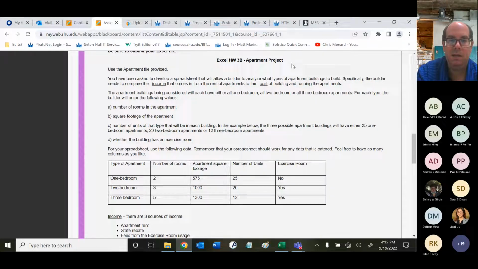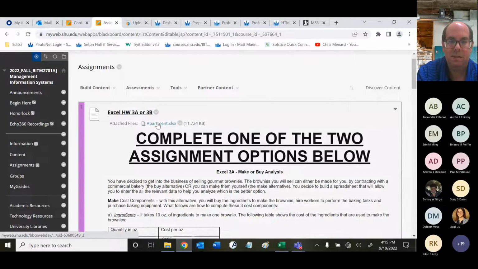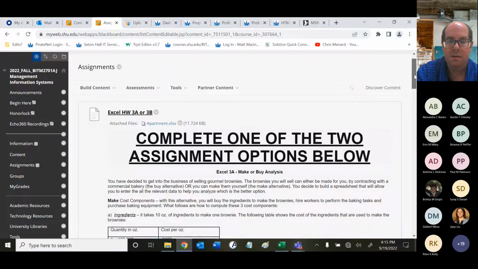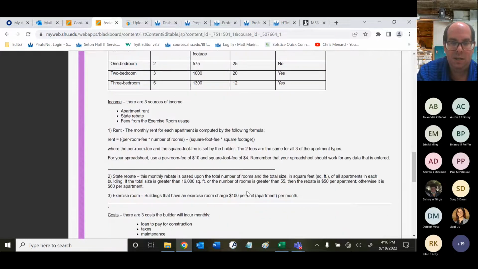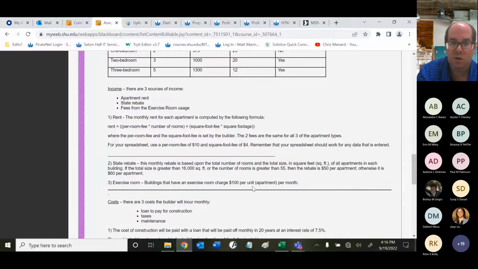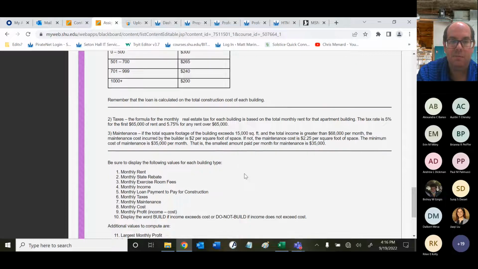For 3B, it's an apartment project. You can download the apartment file here because it has everything in it, or you could use the example, but make sure you go through all of the assumptions and make sure you change all of them appropriately.